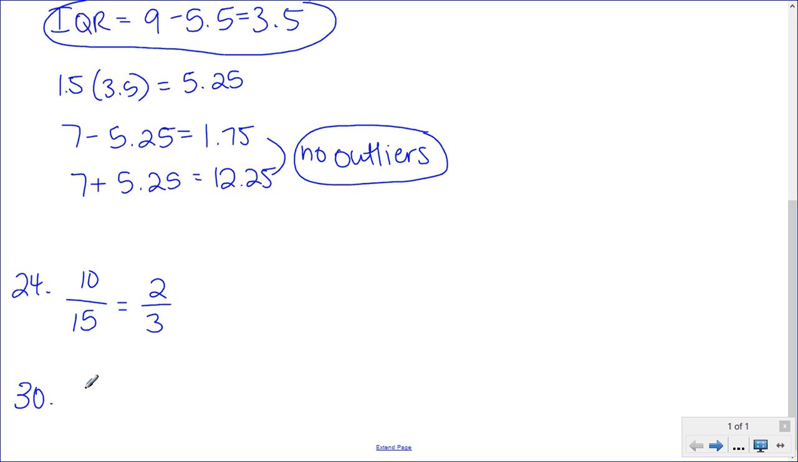Okay, the next one is number 30. Number 30 asks for the number of possible outcomes if customers can choose vanilla or chocolate ice cream and strawberry, chocolate, or caramel topping. Okay, so they're choosing ice cream. They have 2 choices. And toppings, they have 3 choices. And the fundamental counting principle says that we just multiply these two numbers. So 2 times 3 is 6.